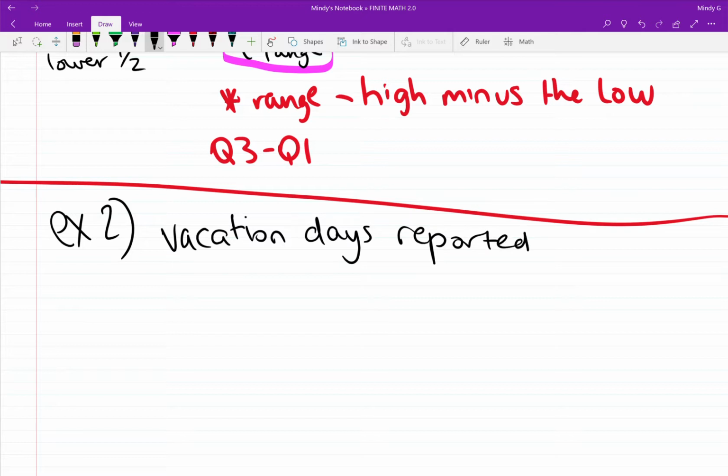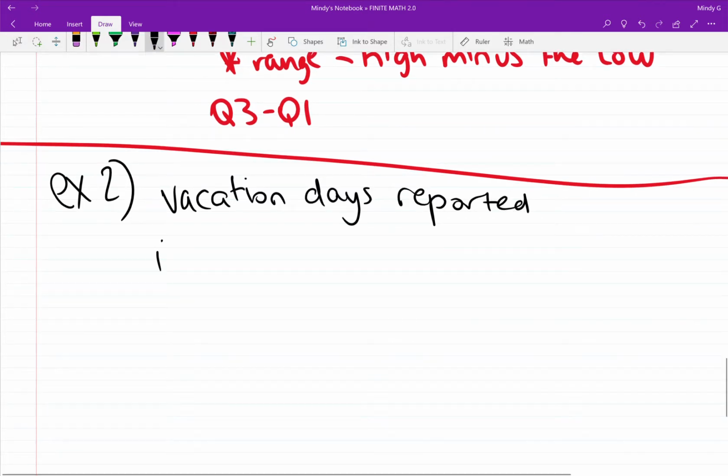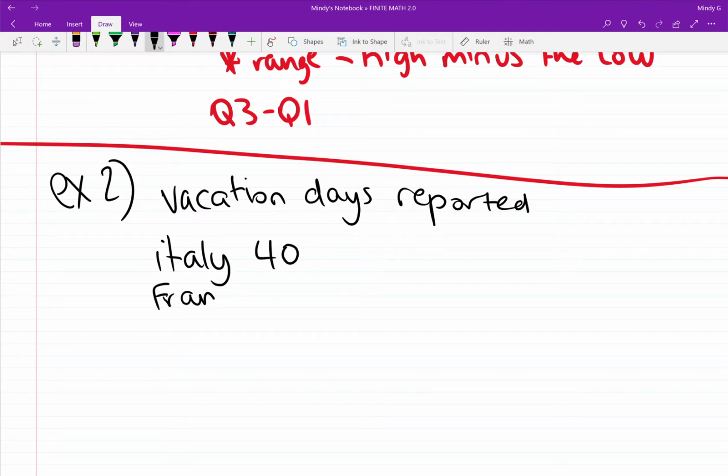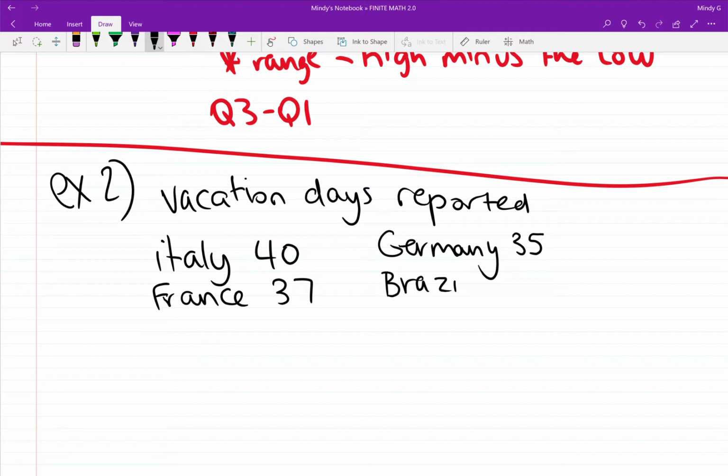All right. We have Italy, and it reported 40. France, 37. Germany, 35. I'm moving to Italy, by the way, as soon as I can convince my family to come with me. Brazil, 33. Why? To make 40 vacation? Yeah. That's a low-stress country right there.